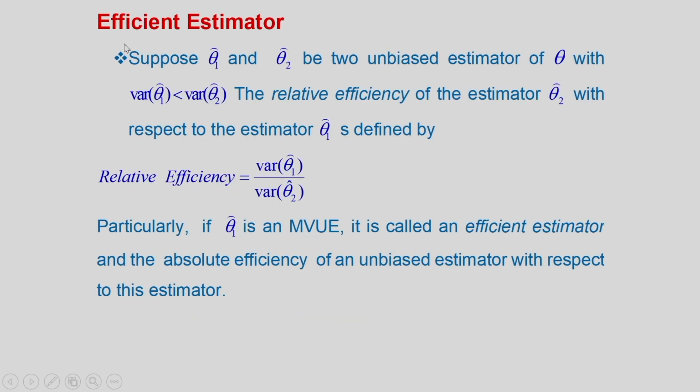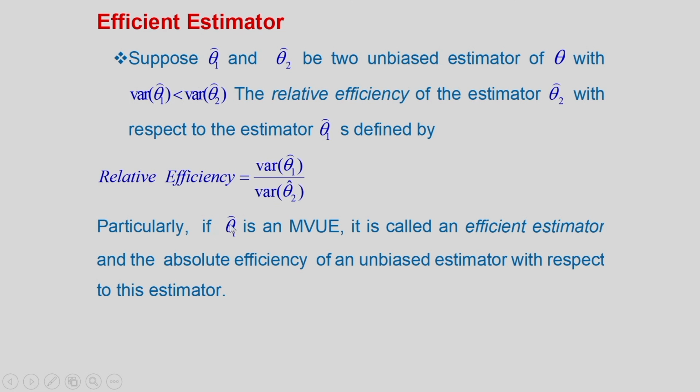We will introduce another term, efficient estimator. Suppose theta 1 hat and theta 2 hat are two unbiased estimators of theta with variance of theta 1 hat less than variance of theta 2 hat. This is a better estimator. The relative efficiency of estimator theta 2 hat with respect to estimator theta 1 hat is defined by this ratio, variance of theta 1 hat divided by variance of theta 2 hat. This variance is less, therefore this number will be less than 1.